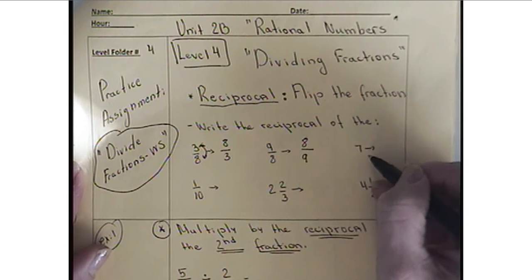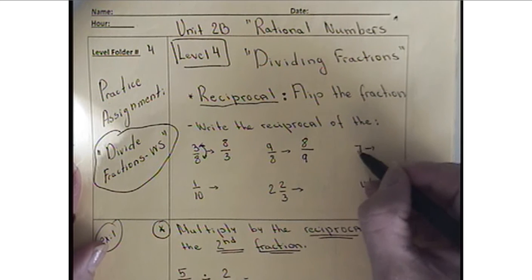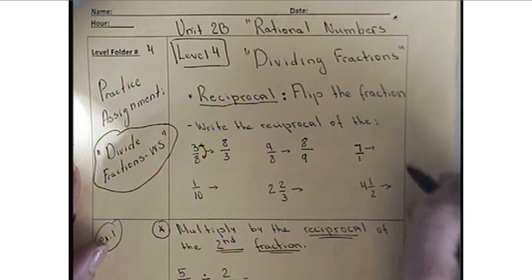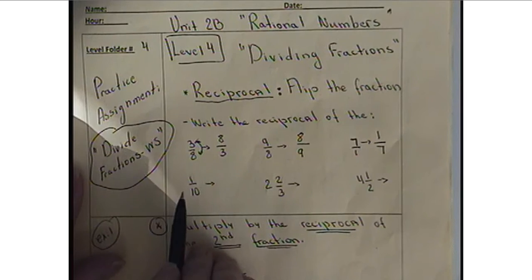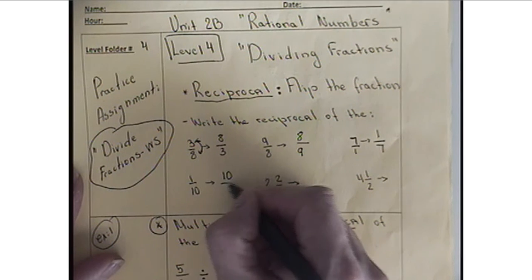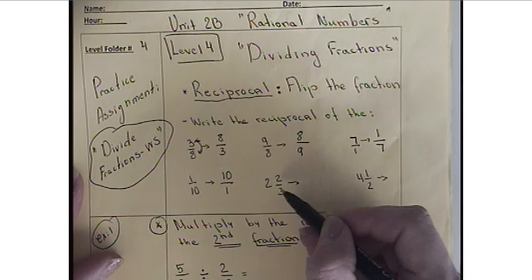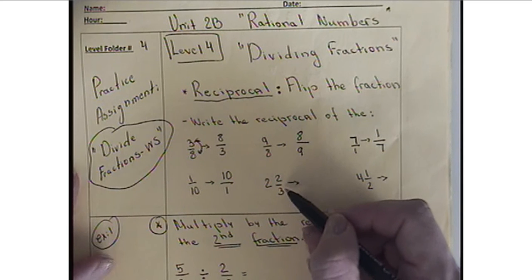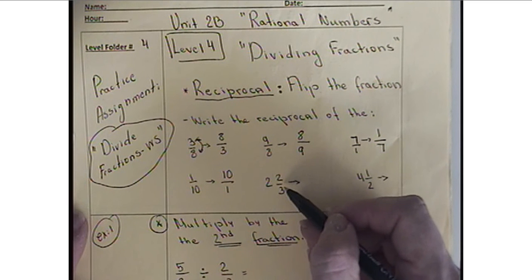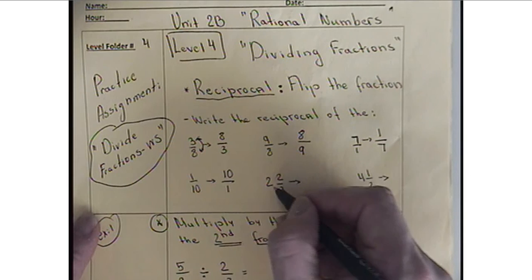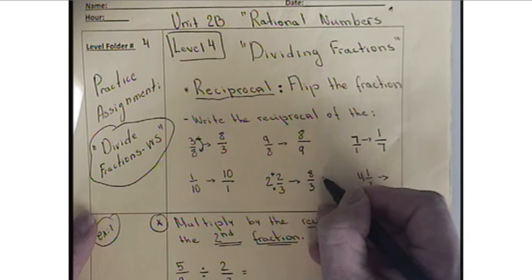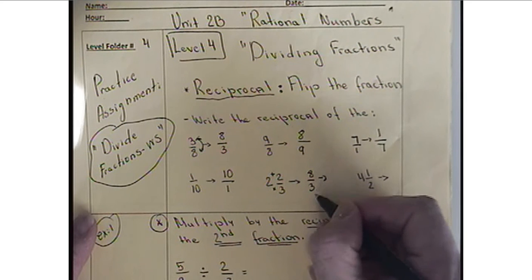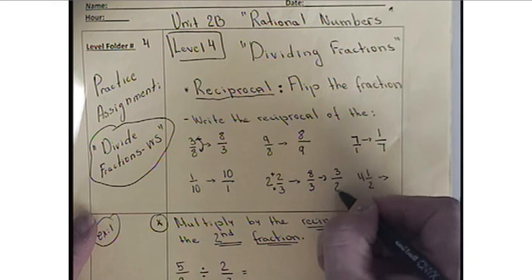If I have 7, now remember, every time we have a whole number it's the same as 7 over 1, so the reciprocal will be 1 over 7. If I have 1 over 10, then the reciprocal will be 10 over 1. If I have 2 and 2/3, one thing to do here is make this an improper fraction and then flip the numbers. So 2 times 3 is 6 plus 2, we have 8 over 3, and the reciprocal of the improper fraction 8 over 3 will be 3/8.